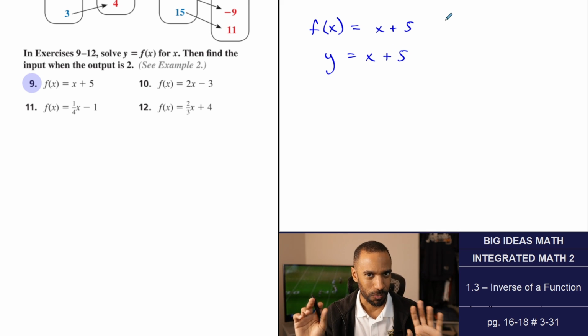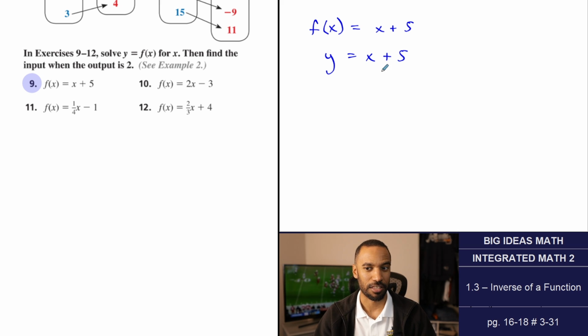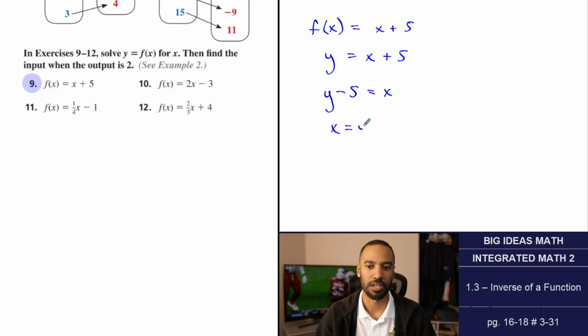I'm used to swapping x and y right now, but let's solve for x. Let's subtract 5 from both sides. You'll get y minus 5 equals x, or x equals y minus 5.